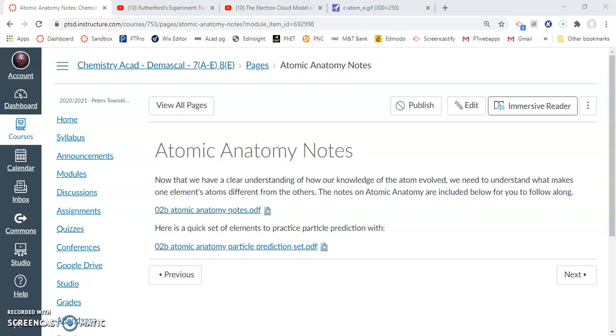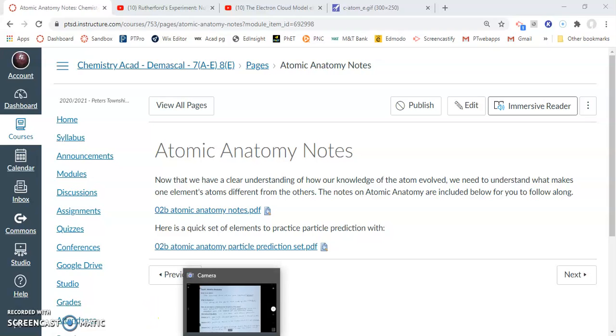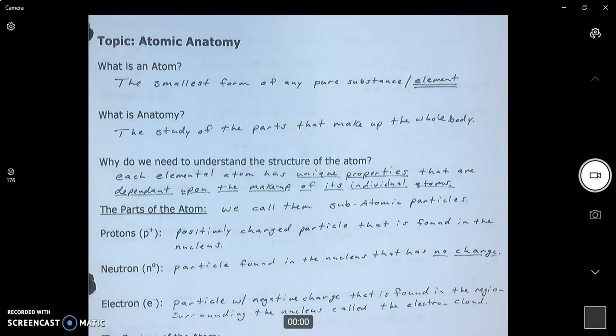In future chapters we're going to build out the idea of the electron cloud having layers a little bit more in detail. But what we want to do today is focus on understanding how to use the information on the periodic table to determine the number of protons, neutrons, and electrons in an atom. So first things first, we know the atom is the smallest form of any element that retains the properties of that element.